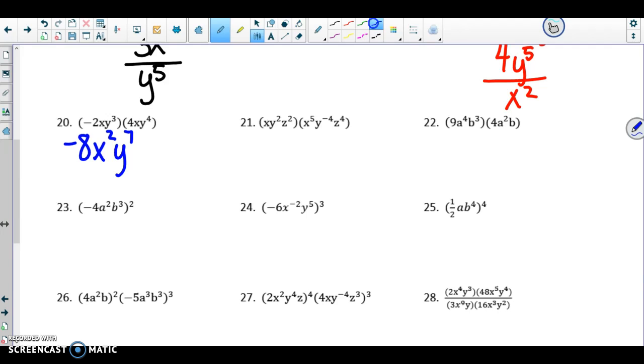Number 21, there are no whole numbers or big numbers to multiply, so I'm just going to look at my x's, y's, and z's.